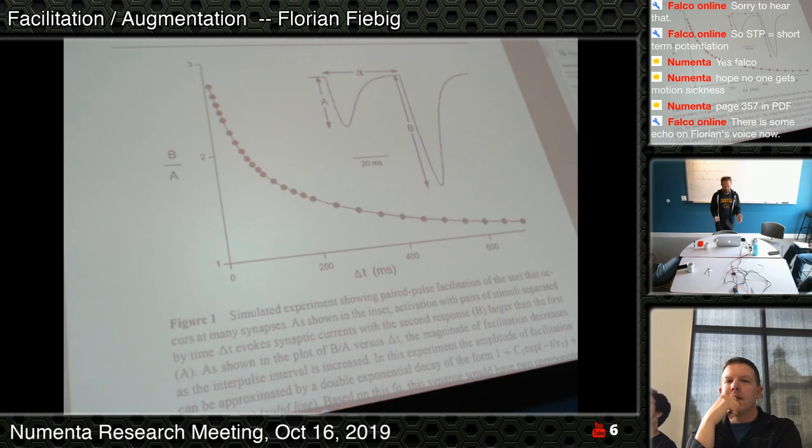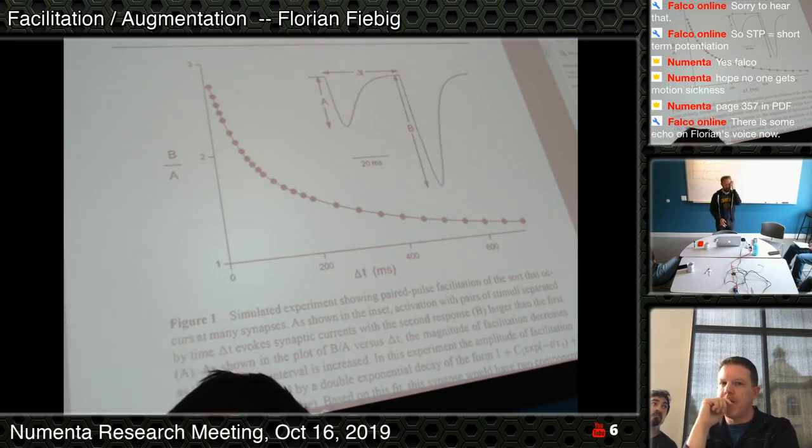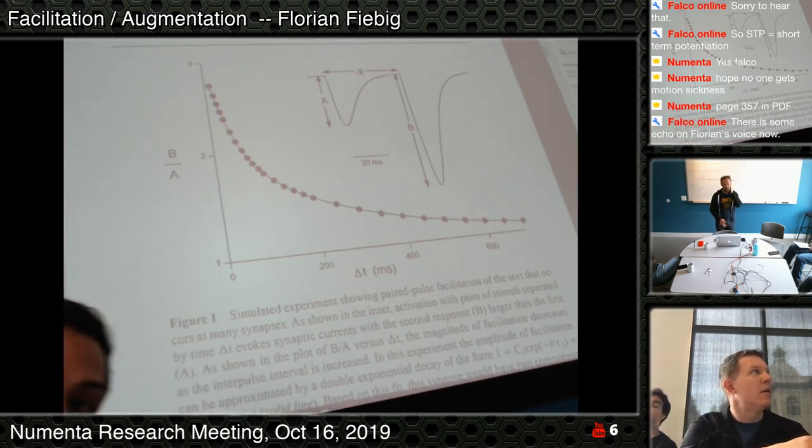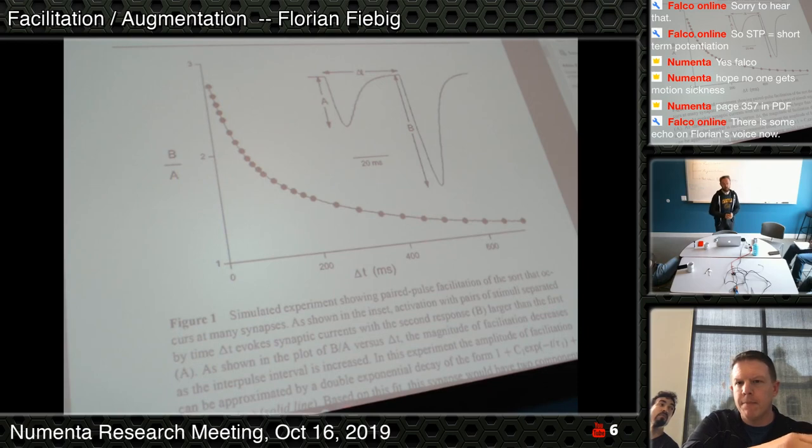What it shows is that somehow the synapse gets a lot more powerful, and you see that with the second spike. Something happens after the first spike that makes the synapse a lot stronger. And the closer the spikes are together, the stronger that effect. That's what you see in this plot. Brief pulse pairs generate a lot of what is now called facilitation.